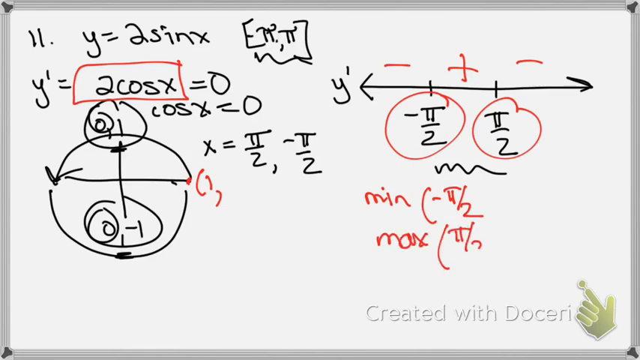And if you want the y coordinate, then you have to plug those both into the original function. Okay? So at negative pi over 2, the sine of negative pi over 2 would be right here, and that's negative 1 times 2 would give me negative 2. At positive pi over 2, the sine there is 1. So sine of pi over 2 would give me 1 times 2 is 2.